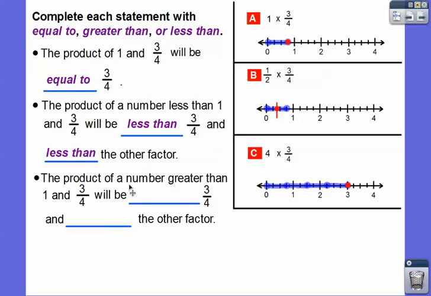How about the product of a number that's greater than 1? Here we multiplied 4, which is greater than 1, times 3/4. Is it going to be less than, equal to, or greater than 3/4? Here's 3/4 right here. Well, 4 of them gave us way over here. It's definitely going to be greater than 3/4. And it's going to be less than the other factor, because this answer, which is 3, was less than this other factor of 4.